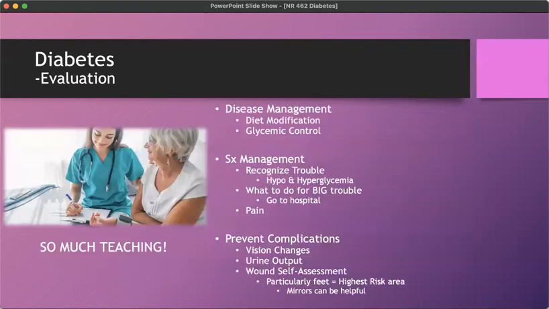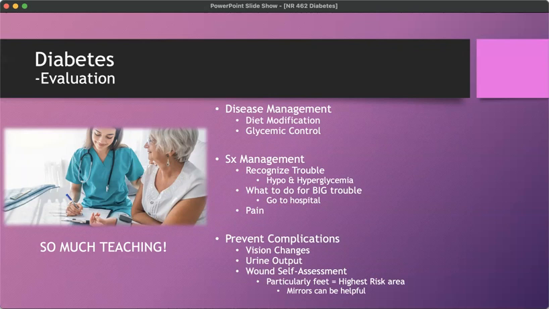So for evaluation of diabetes, disease management is really important, and we're going to achieve this through diet modification and glycemic control. So we always want to make sure our patients have an effective way of doing these things. So for diet modification, teaching is a big thing. Same with glycemic control. All of these topics of evaluation, we want to evaluate our teaching of these topics, and anytime possible, we want patients to return demonstration on particular skills.